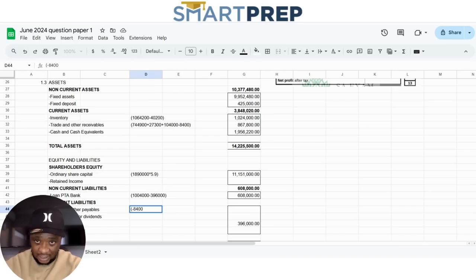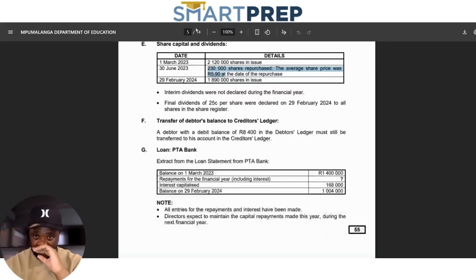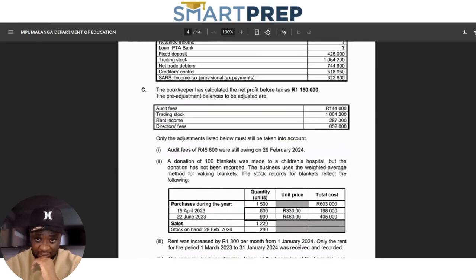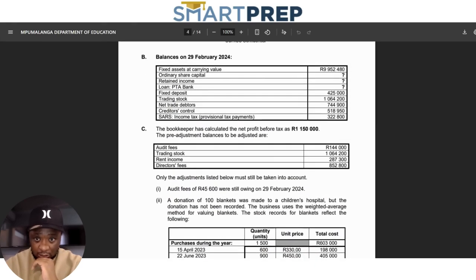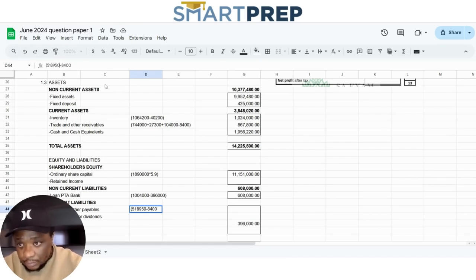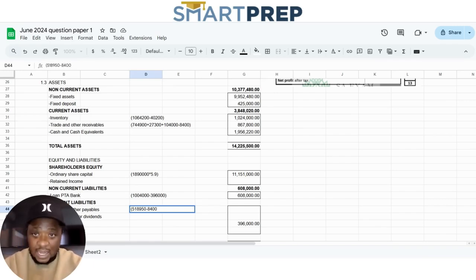Let's see then our creditors control balance that has been given. I think yes, it's given, 518,950. So we're going to start off with the balance 518,950, and then obviously we subtract the 8,400, which I've already explained, and then after that we need to look for income received in advance.